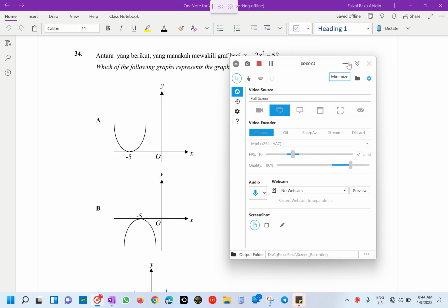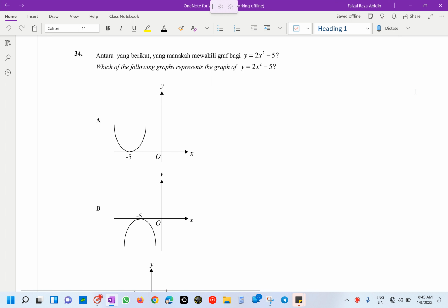Okay, so we will continue our discussion regarding our pentaksiran sumatif 2.